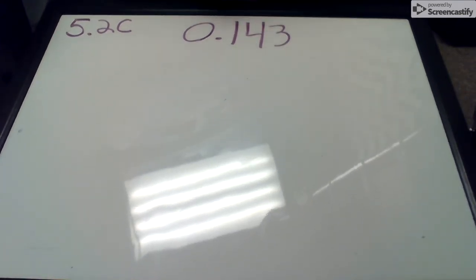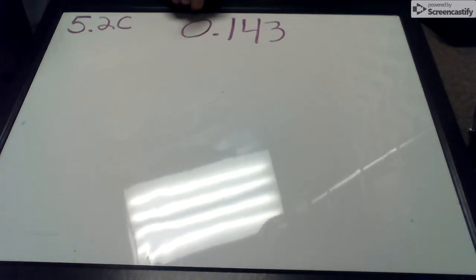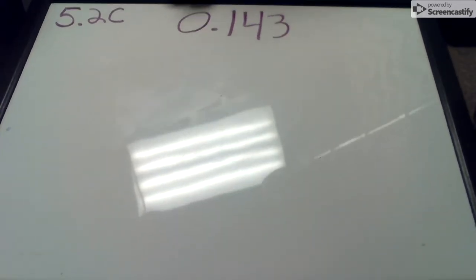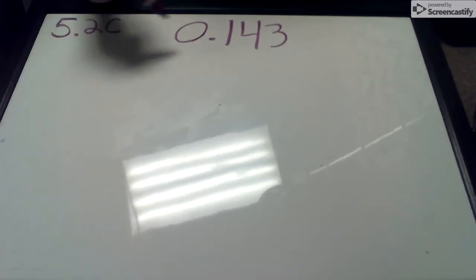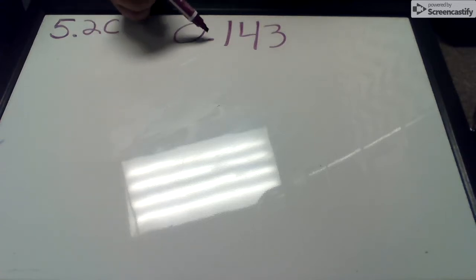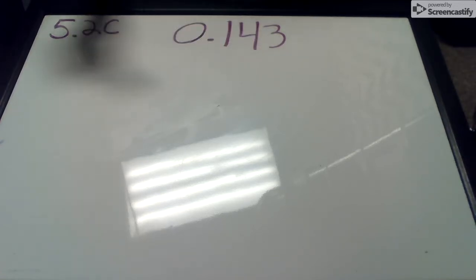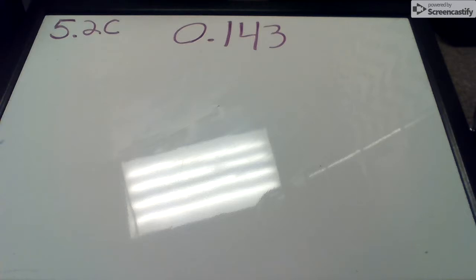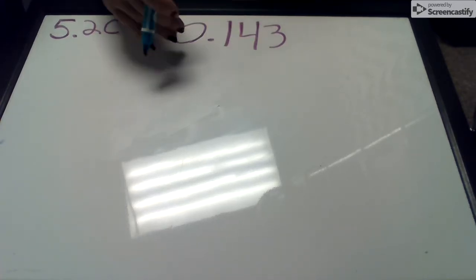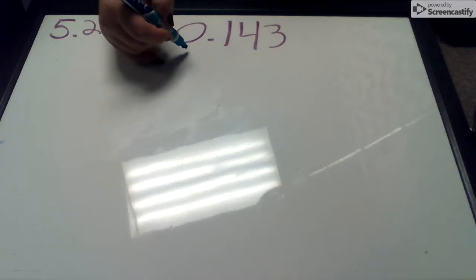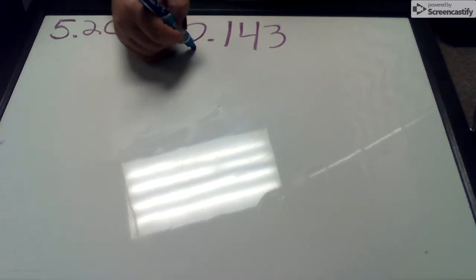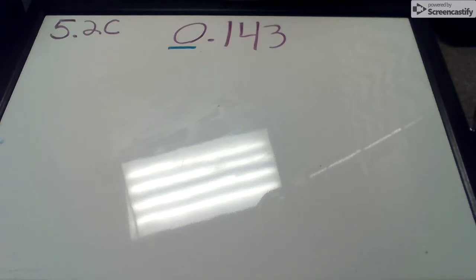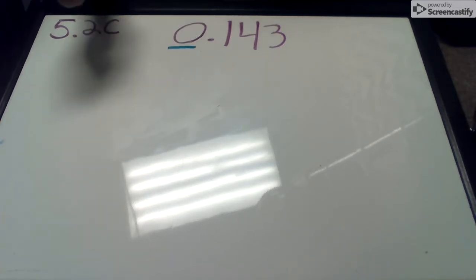Okay, so we're going to be doing 5.2c, which is rounding decimals to the nearest tenths and hundredths. So I have a number here. This is read as 0 and 143 thousandths. If I'm rounding to the nearest tenths place, well, let's start with the nearest whole. If I'm rounding to the nearest whole, this is the whole number. And right now that's a 0.